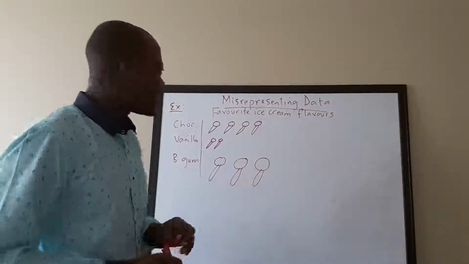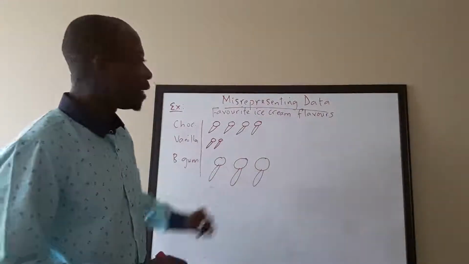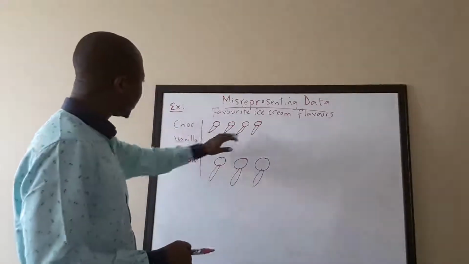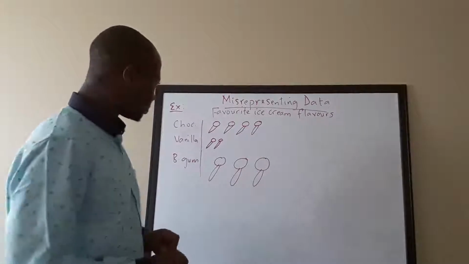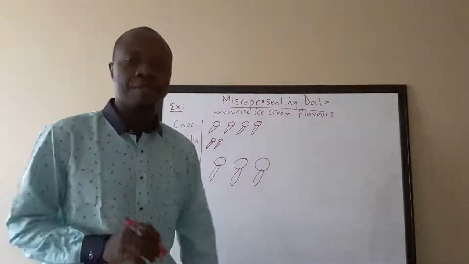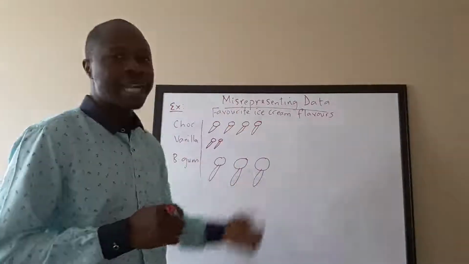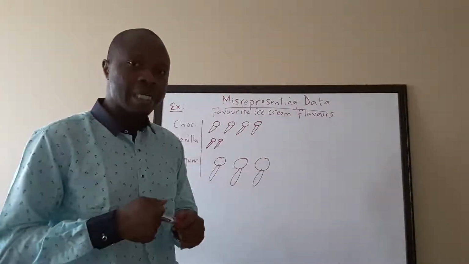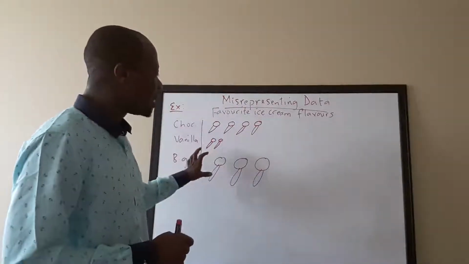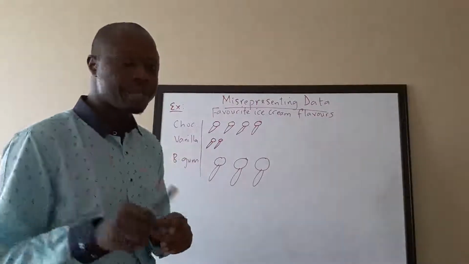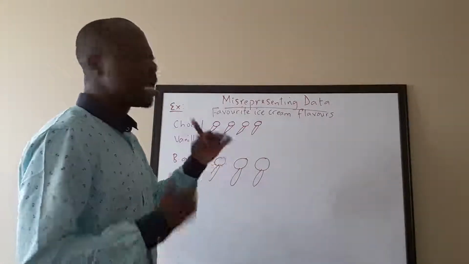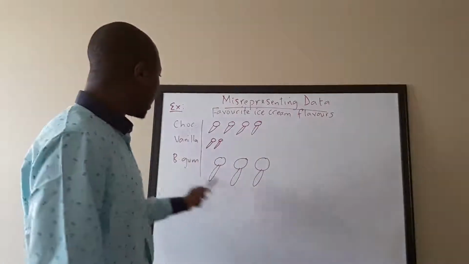Alright, this is another example here. So we have a pictograph here, and this is the favorite ice cream flavors. And this is chocolate, vanilla, and bubblegum. Now, we're talking about misrepresenting data. So we have to be very careful because sometimes this can happen. The student that was doing this has misrepresented data here, because if a person does not take the time to look closely, they're going to think that the item with the highest number when it comes to favorite ice cream flavor is bubblegum.